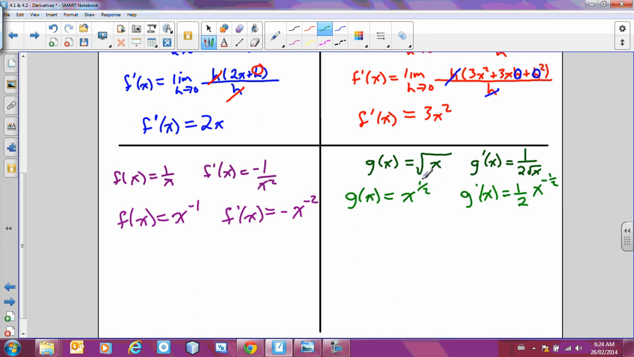And one more time, the exponent here was 1/2. The constant out front of the g prime is 1/2. The exponent here was 1/2. 1/2 minus 1 is negative 1/2. And so what we end up realizing is that, at least at this point, all the examples had the same basic pattern.